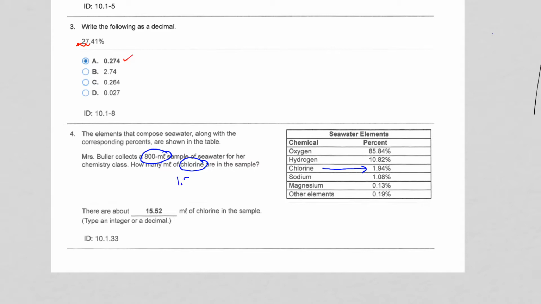So we're going to calculate 1.94% of 800 milliliters, and we're just going to multiply this. So we're going to change this to a decimal, add a 0. So we're going to do this in our calculator and get 15.52.